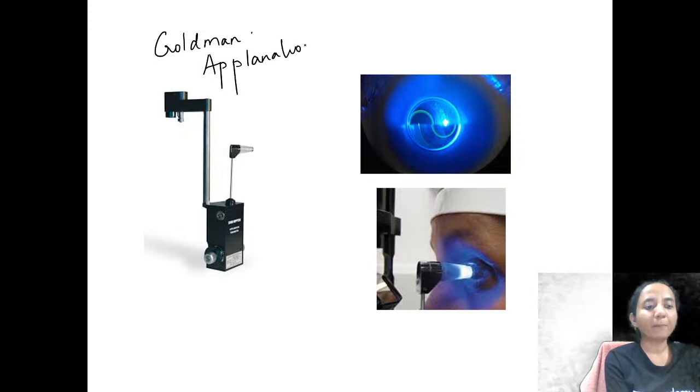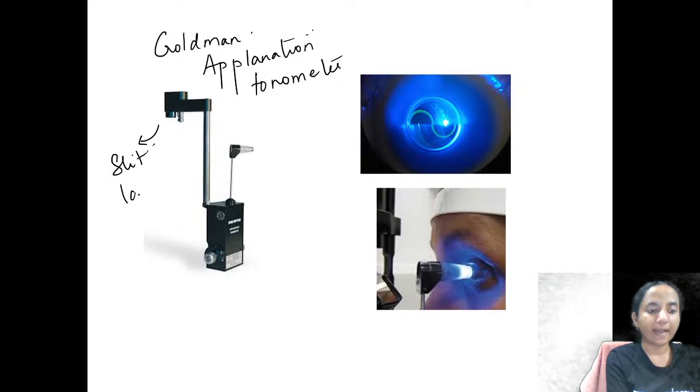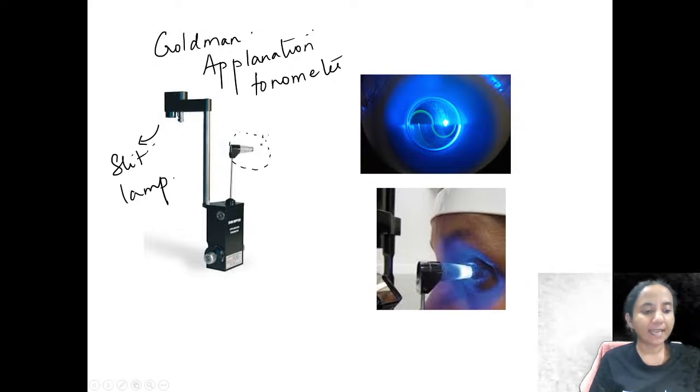Now this Goldmann applanation tonometer has to be attached to your slit lamp. See, it is attached here to the slit lamp, and this front portion is actually your applanation biprism, which has to touch the surface of the cornea.